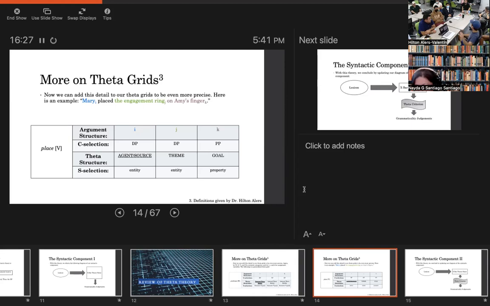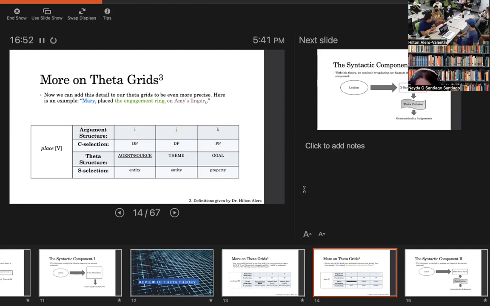So each lexical item will have its own theta grid. It's independent of the sentence. Theta grids are part of the property of the lexical item. So this is not the theta grid for that sentence. It's the theta grid for the verb place. Which means that every structure in which the verb place is contained will have to satisfy that property. Okay?